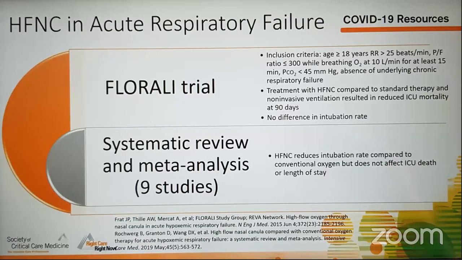There are a lot of trials about high flow nasal cannula. The first famous trial is the FLORALI trial. If you apply high flow nasal cannula for those patients, they found there is no difference in intubation rate. But there is a systematic review and meta-analysis of 9 studies, which show that high flow nasal cannula reduces intubation rate compared to conventional oxygen therapy, but of course it didn't affect the mortality of those patients or length of stay.